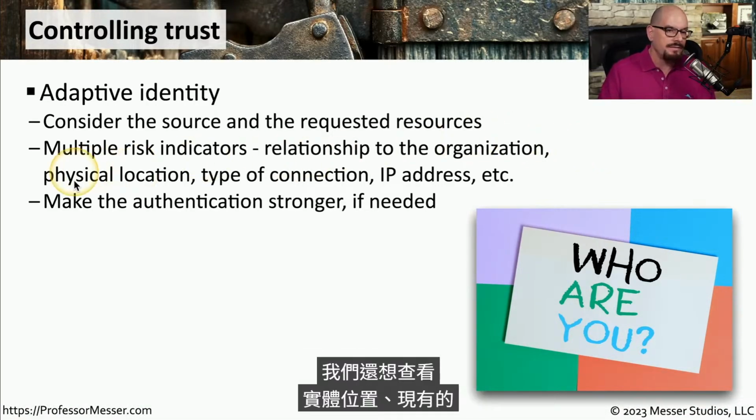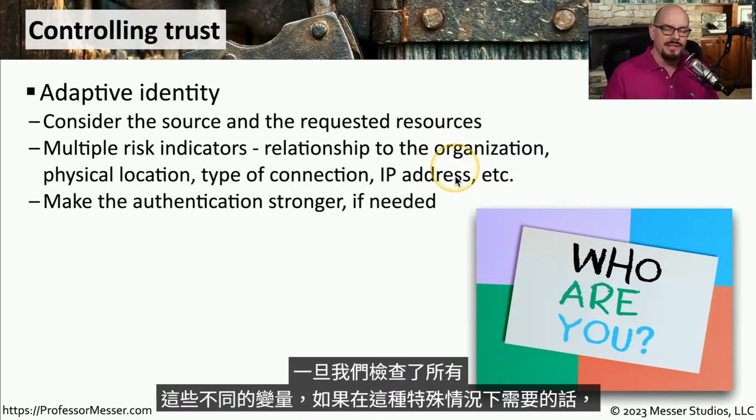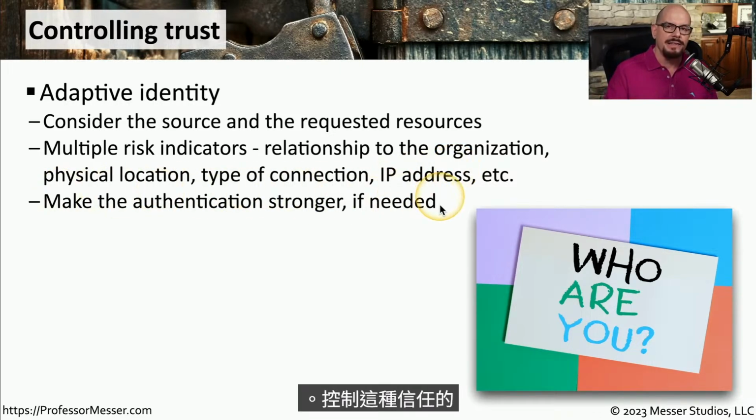We also want to look at things like physical location, the type of connection that's in place, IP addresses, and anything else that can help us identify information about this user. Once we examine all of these different variables, we can have our systems automatically create a stronger authentication if it's needed in this particular case.